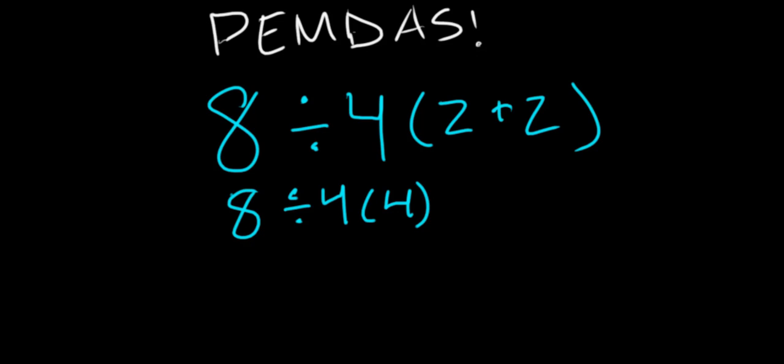So the first thing we're going to do is 8 divided by 4, and we're going to get 2, and we'll be left with 2 times 4. Now the only thing left to do is do 2 times 4, and so that means that our answer is going to be 8. Now, here's the second problem that I posted.